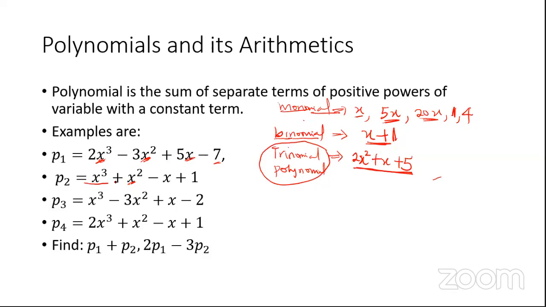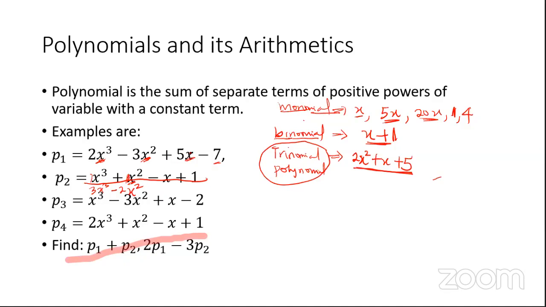So P1 plus P2, I can just write here 2x raised to the power 3 plus 1x raised to the power 3. It will give me 3x raised to the power 3. Minus 3x squared plus x squared. It's like minus 3 plus 1. So what is minus 3 plus 1? I am owing Madam A 3,000 naira, and I have 1,000 naira with me. If I pay that 1,000 naira, it means I'm still owing 2,000 naira. So my answer would be minus 2. So minus 2x squared.